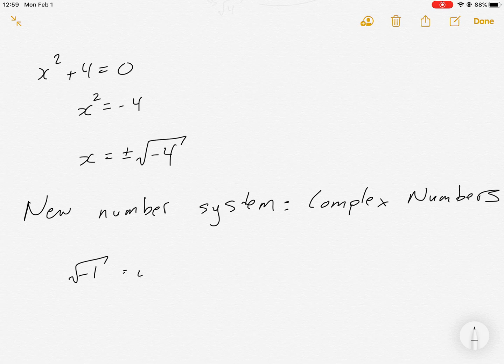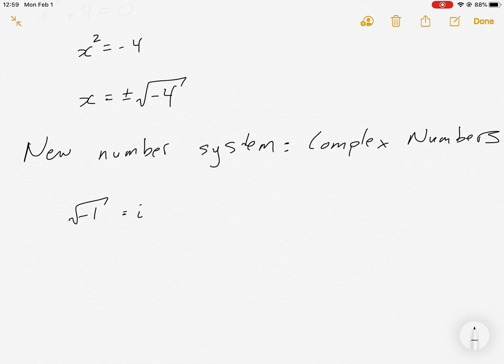The square root of negative 1 is going to be called i. Now, i is not a variable, even though it kind of looks like it might be x or y or something like that. i is clearly defined to be the square root of negative 1. And you might also hear the phrase imaginary numbers. And so we will talk a little bit more about this.